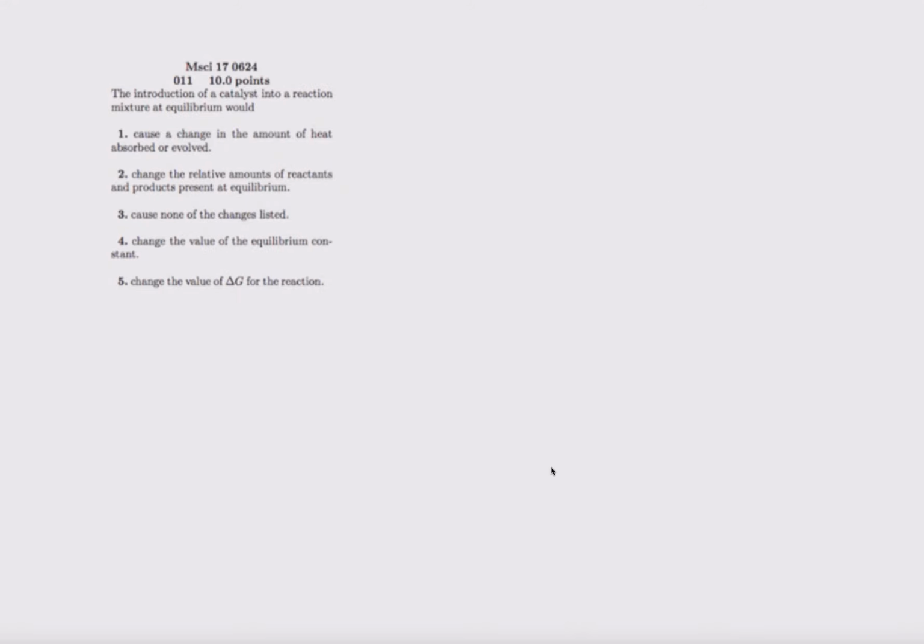Adding a catalyst to a reaction does which of the following? Does it change the amount of heat absorbed or released, change the concentrations at equilibrium, change the value of the equilibrium constant itself, or change the value of delta G, the Gibbs free energy, in the reaction, or does it do none of these things? Well, it actually does none of this. The only thing that the catalyst does is allow the reaction to proceed more quickly.